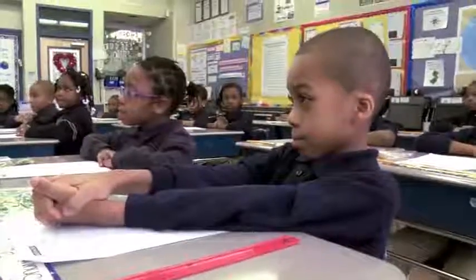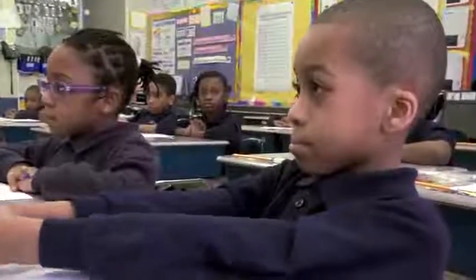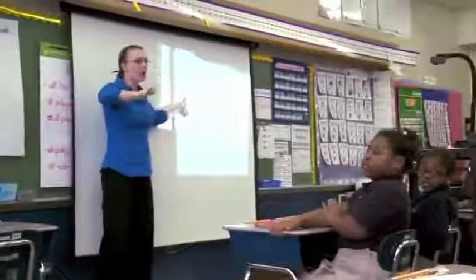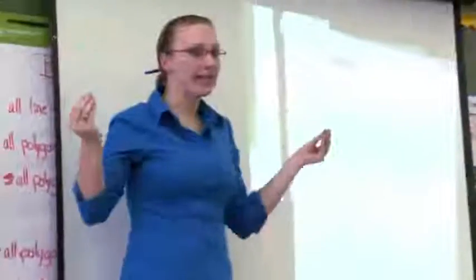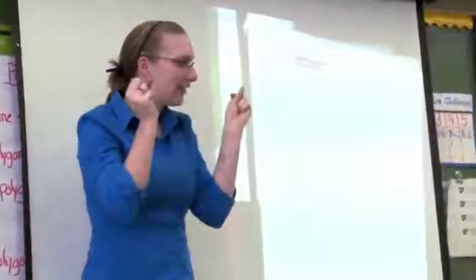Is this a polygon? Vertices. It has vertices, excellent. And what else does it have? Sides. It has our sides, which are our line segments. Shane, does it have any curves? No. Say no curves. Does it have any openings? No. It is closed. So scholars, this is a polygon.